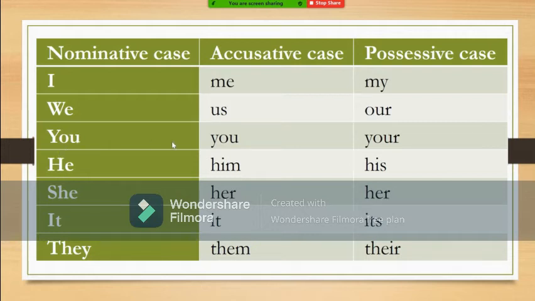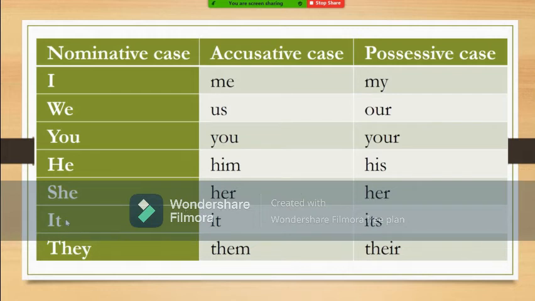You, subject. In accusative case also, you. In possessive case, your. He, third person singular, masculine gender. When it is subject, he. That means nominative case. When it becomes accusative case, him. And in possessive case, it becomes his. She, third person singular, feminine gender. When it is subject, she. When it becomes object, her. When it is in possessive case, there also we have to use her.